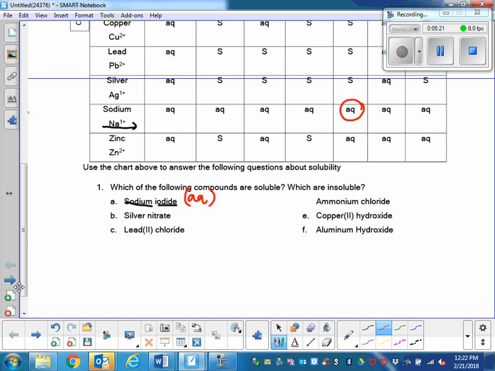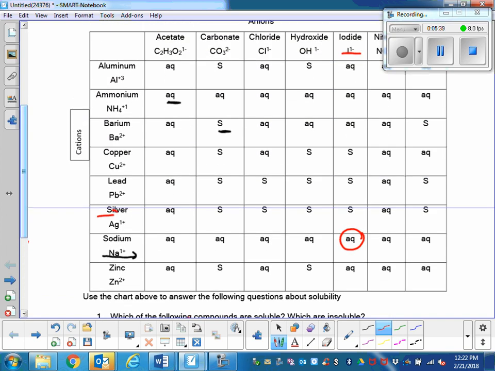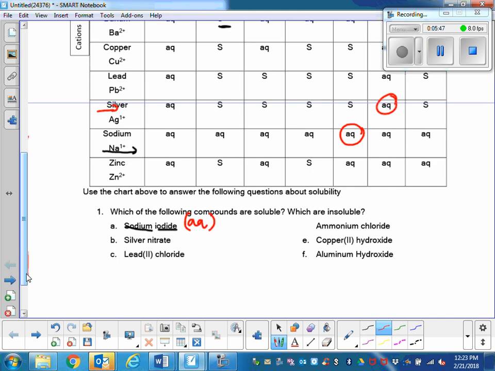Is everybody done? Is anybody still working on it? If everybody's done, I'm moving on. Mike, what do you have for silver nitrate? Let's look at silver and nitrate. This is silver and that is nitrate. I see AQ, not S. Is that right? That is AQ.